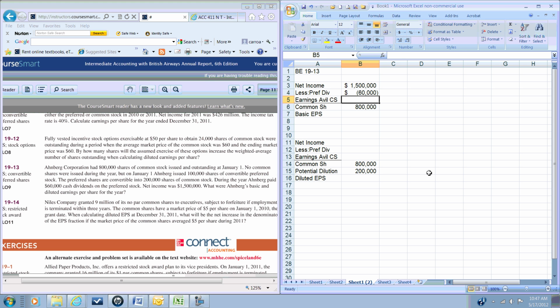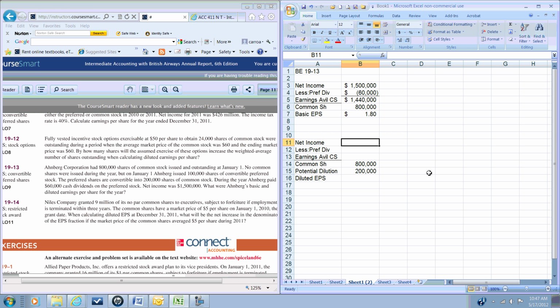So the earnings that are available to the common shareholders is the net income less the preferred. The basic earnings per share will be the amount available to the common shareholders divided by the number of common stock outstanding throughout the year, 800,000, or $1.80 per share.